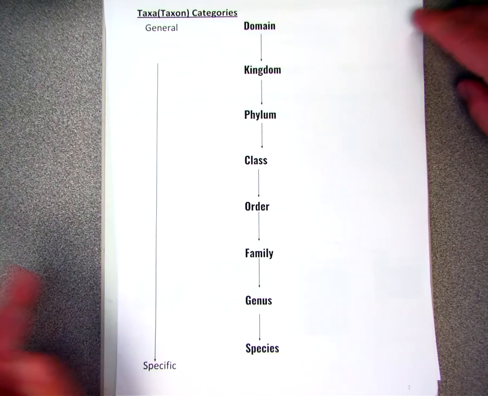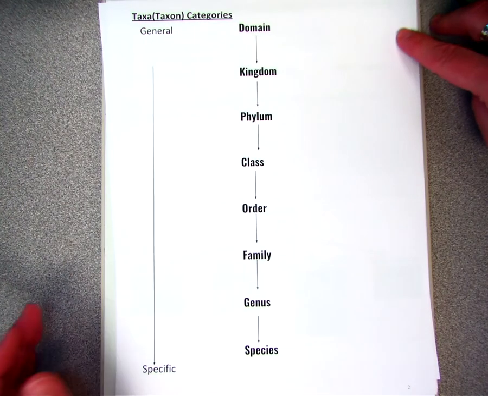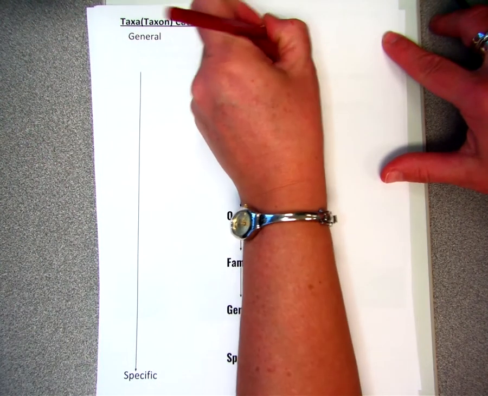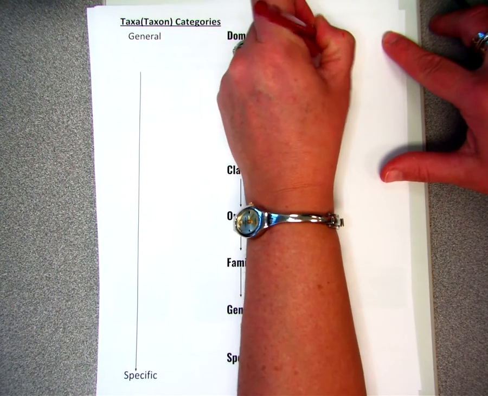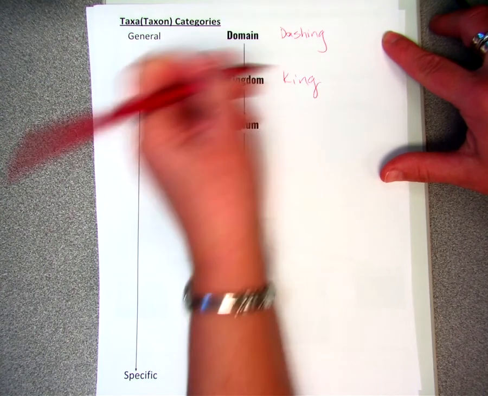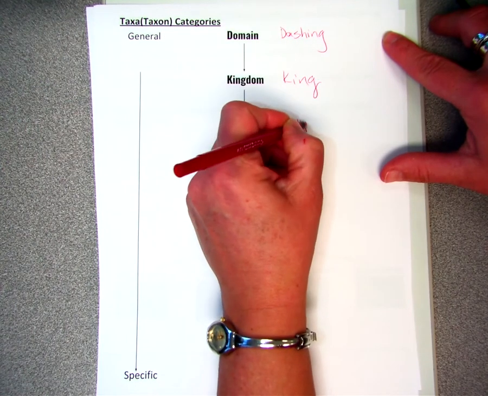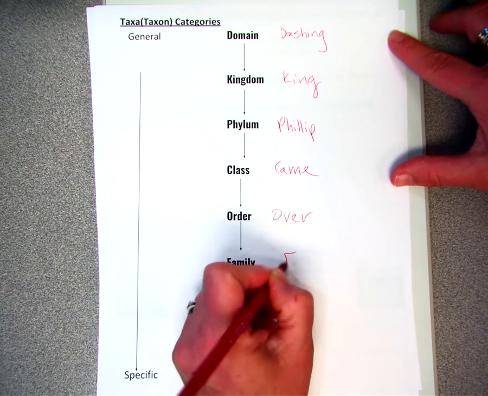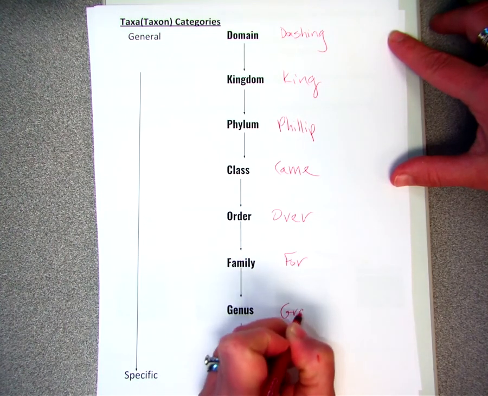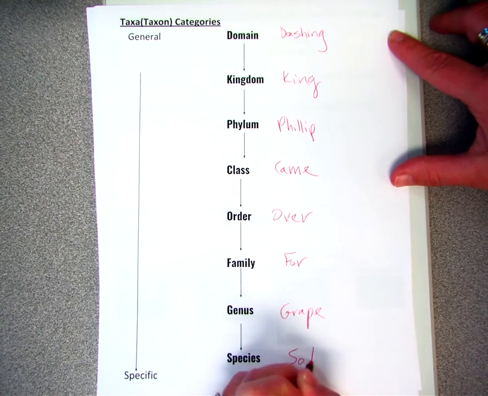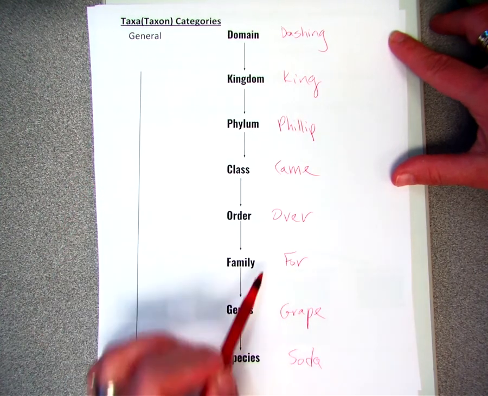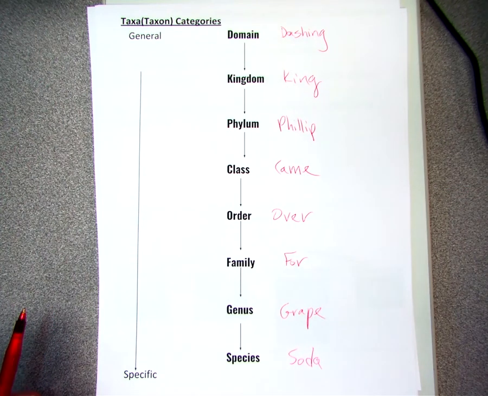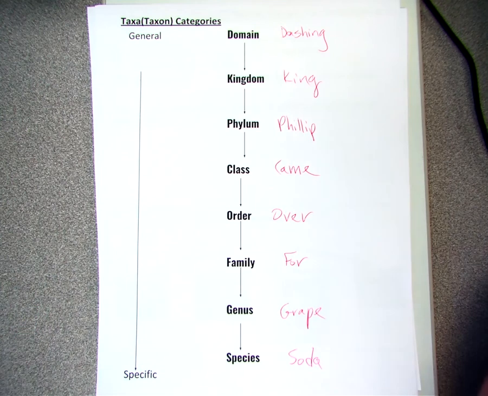We have a little mnemonic device to help you remember it. So in your binders, on your notes, I would like you to write: Dashing King Philip came over for grape soda. Say that one again a couple times. Dashing King Philip came over for grape soda.